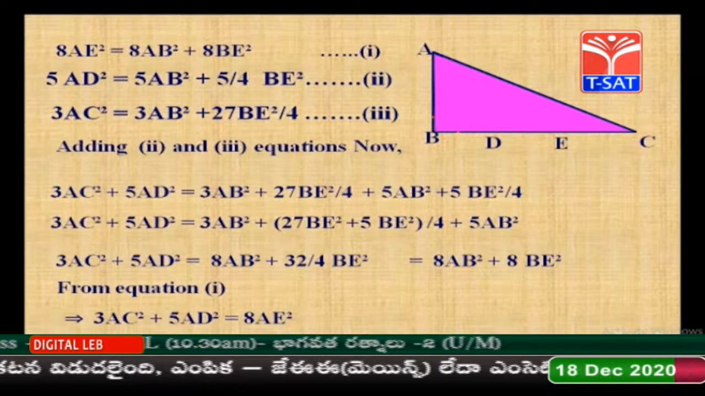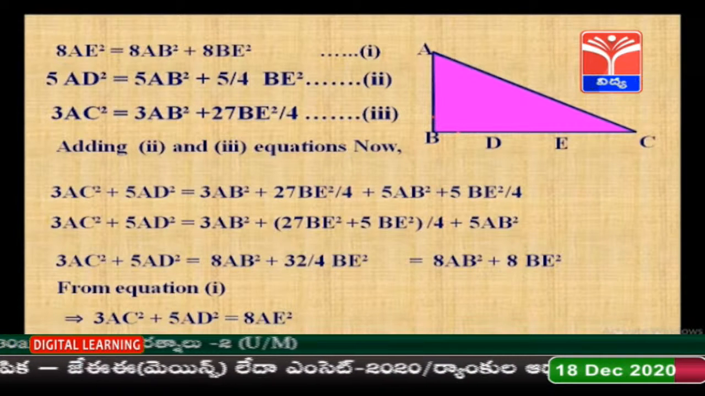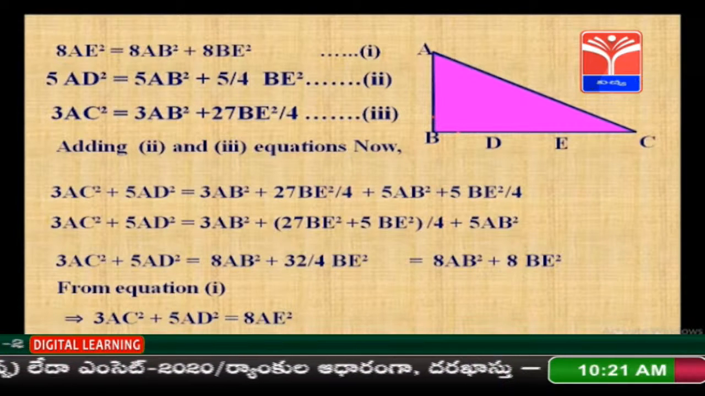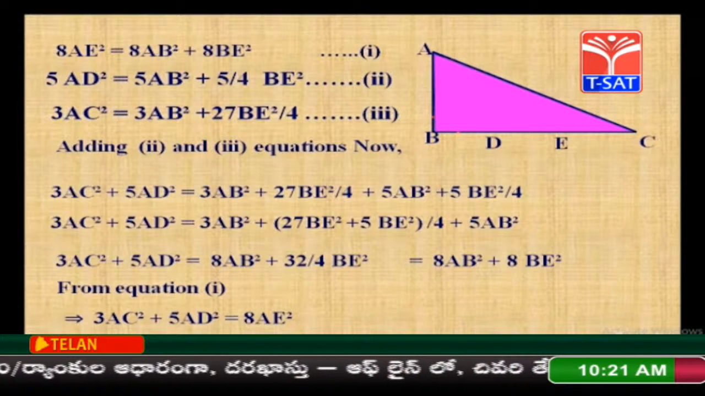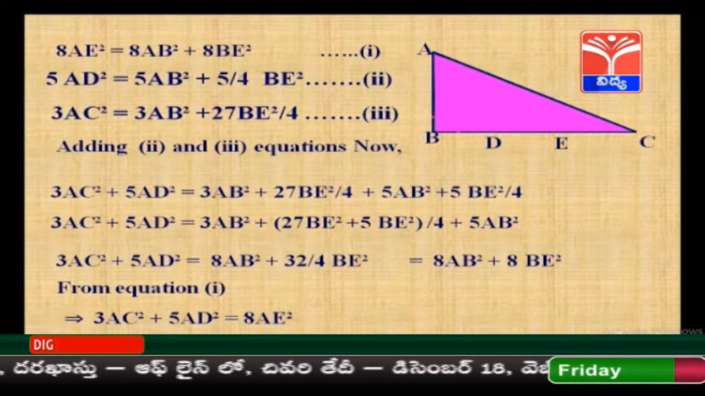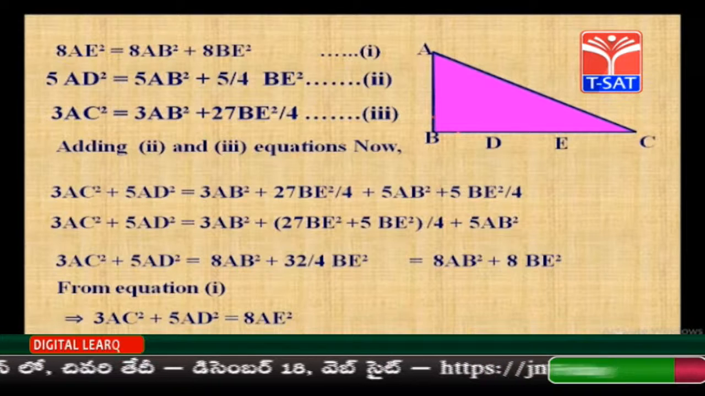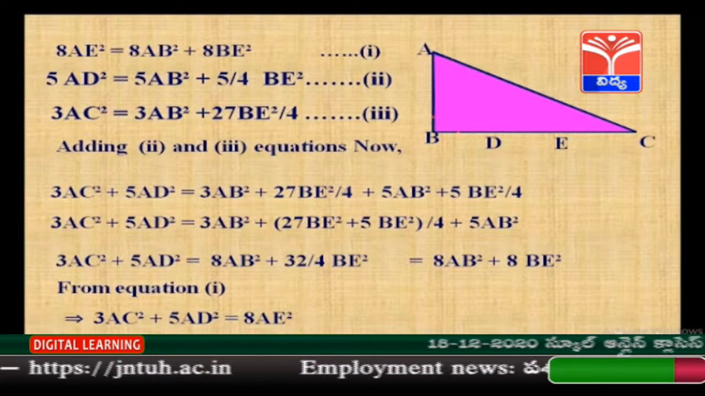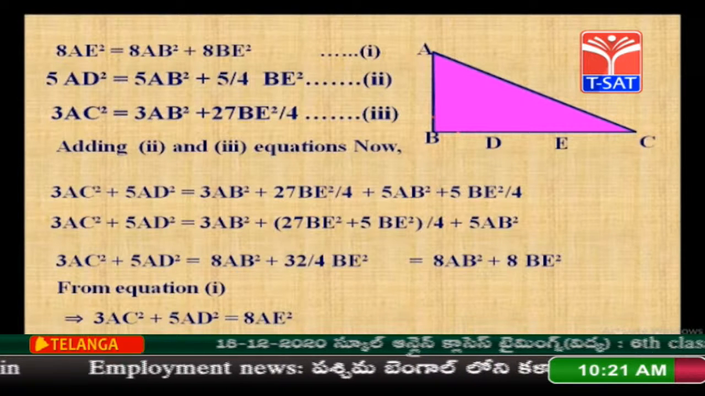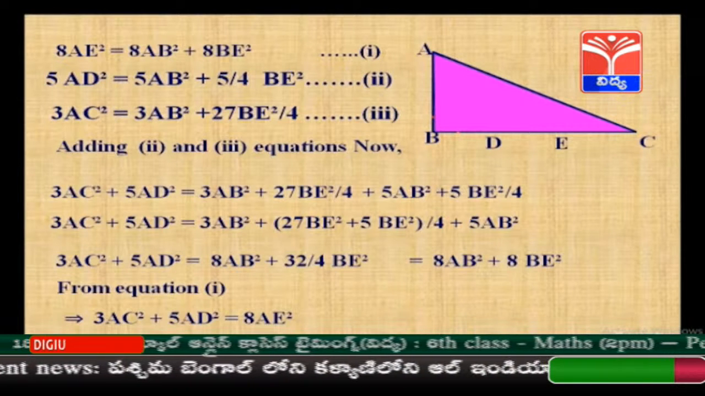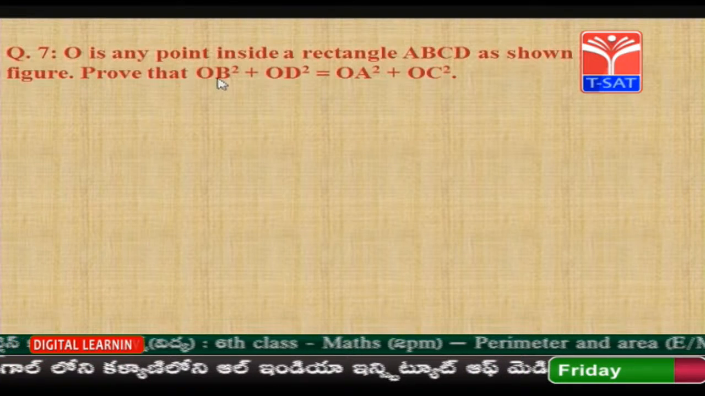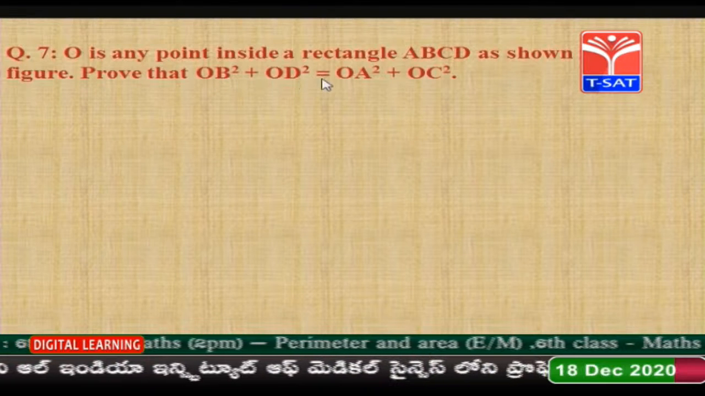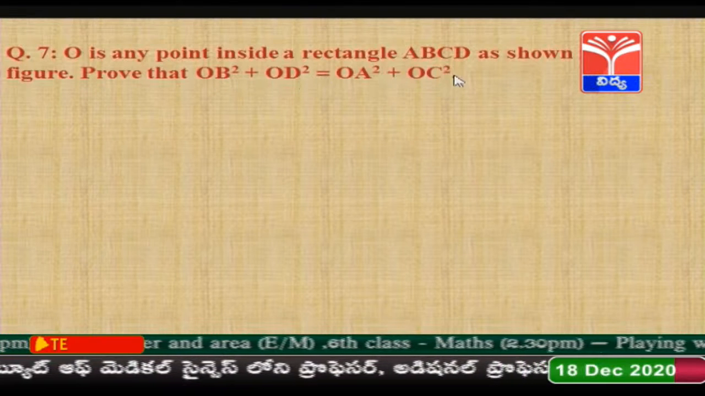Now, from equation 1, 8 AB square plus 8 BE square is equal to what? 8 AE square. I am replacing this entire thing with 8 AE square. See here, 3 AC square plus 5 AD square is equal to 8 AE square. Hence, it is proved.